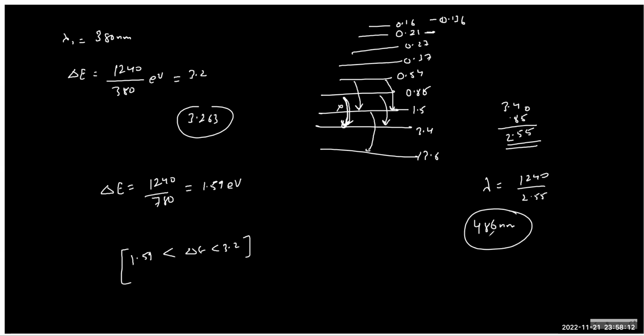I hope this is clear. Only one answer is possible, isn't it? The answer is in the range 1.59 to 3.2 electron volt, and we know that range comes only once. There is no other possibility. Anyway, it's all about the energy difference, which you have to see and solve.